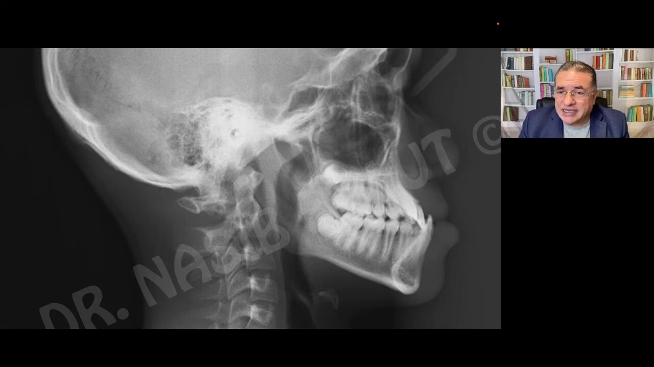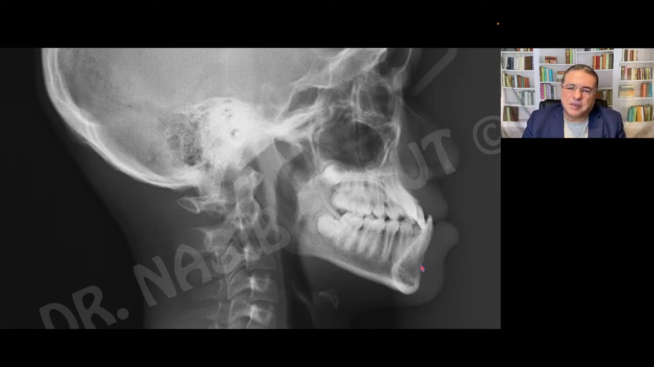As you can see, the patient has a class 3 situation. It's a class 3 due to the growth, more growth of the mandible. Look, where is point A and where is point B? That's why I'm saying, ideally, this is a surgical case.